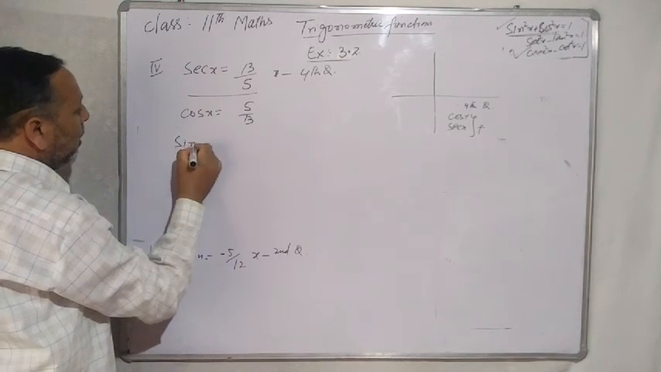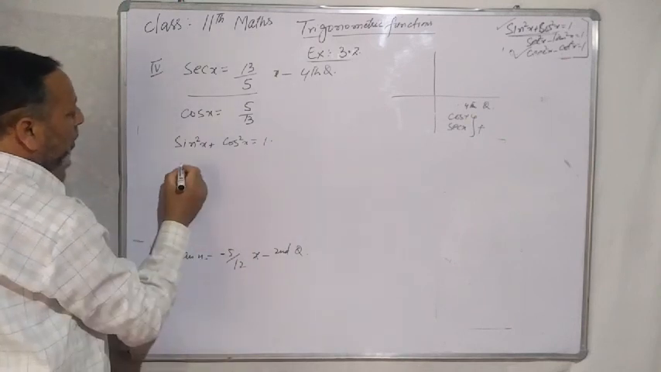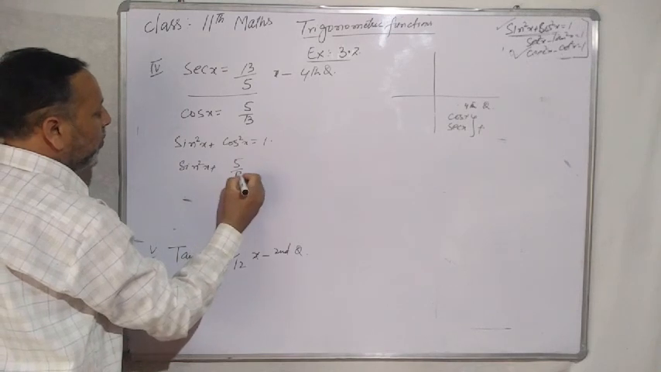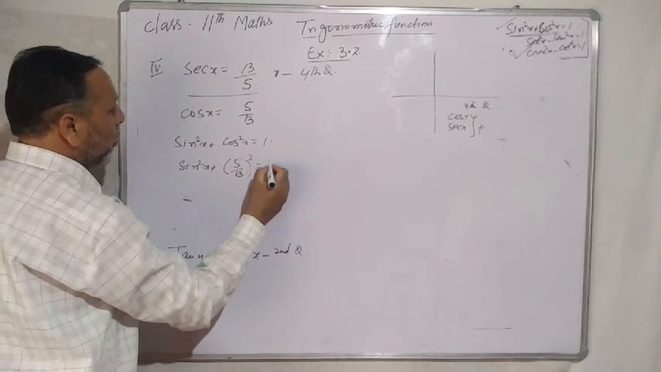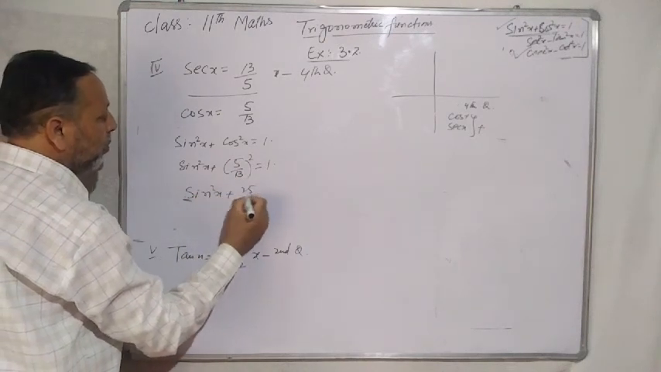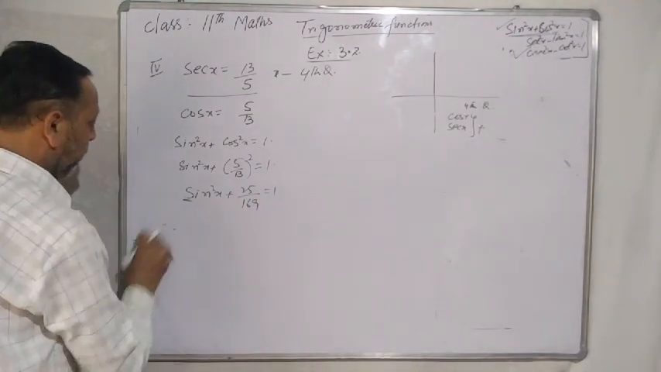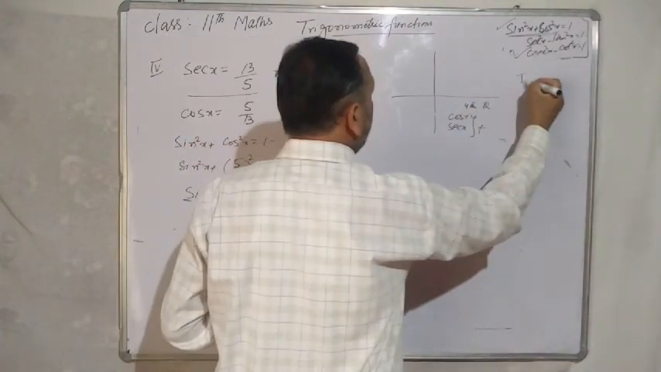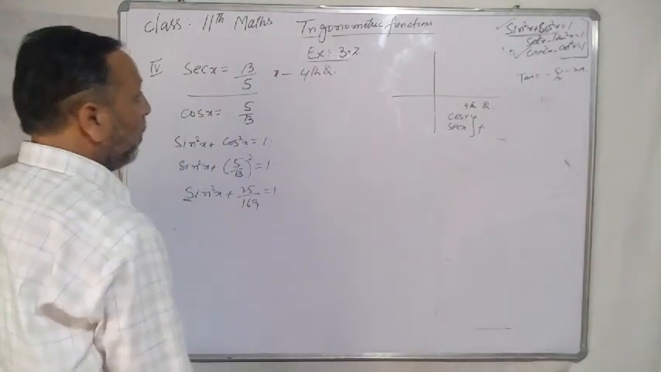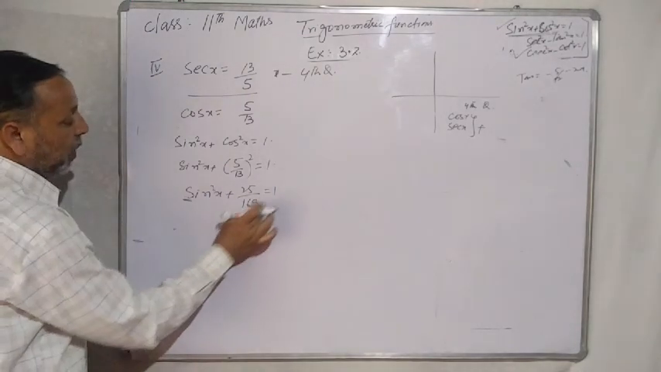Using identity, sin square x plus cos square x is equal to 1. It is sin square x plus cos square x. Cos is 5 by 13. It is 5 by 13 whole square is equal to 1. It means sin square x plus 25 by 13 square is 169 is equal to 1. Sin square x is equal to 25 by 169.